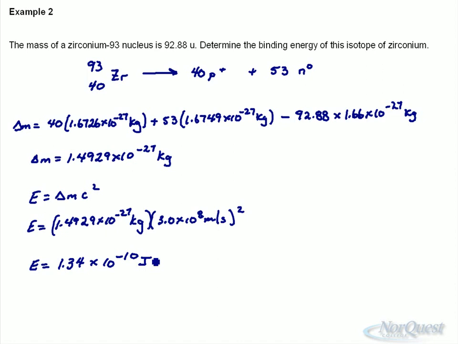Just be very careful in calculating that change in mass. The change in mass is always the thing that throws people off the most. Make one little sign error in there, or you make one little calculator mistake with all the multiplication and subtraction and addition, it really throws off the change in mass. And then when you multiply it by the speed of light squared, it becomes a very big error in your question. So this one's 1.34 times 10 to the negative 10 joules.